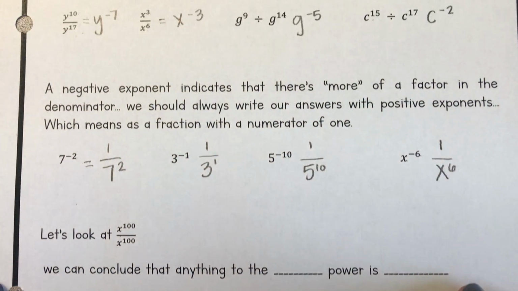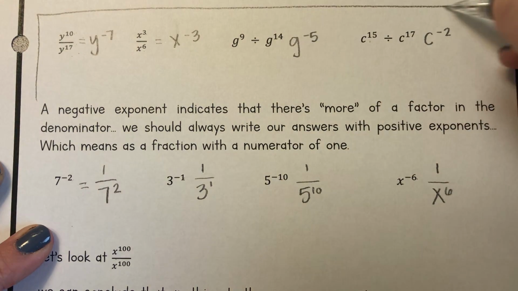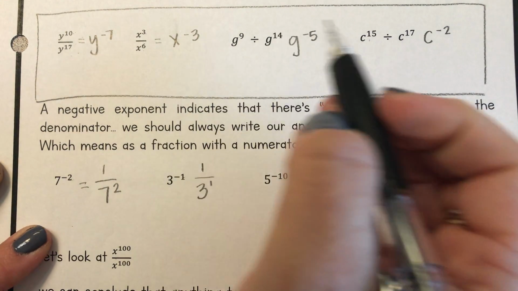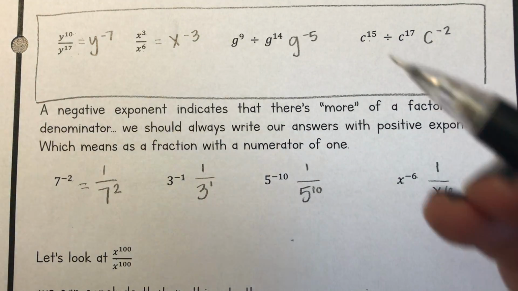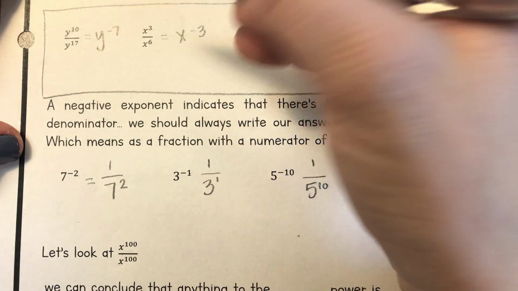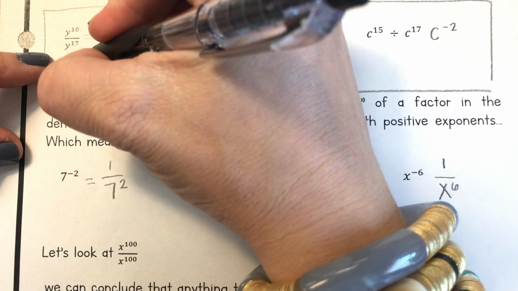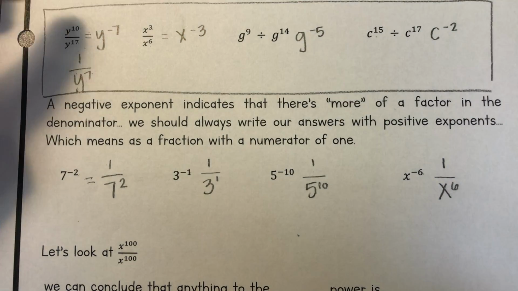Okay, so let's look up here at these last 4 examples that we did right here. On a homework assignment, I would count these incorrect because we never want to write with a negative exponent. So let's look at it, right? Y to the negative 7th, think about what this means. It means that there's more y's in the denominator. That's why it's 1 over y to the 7th.